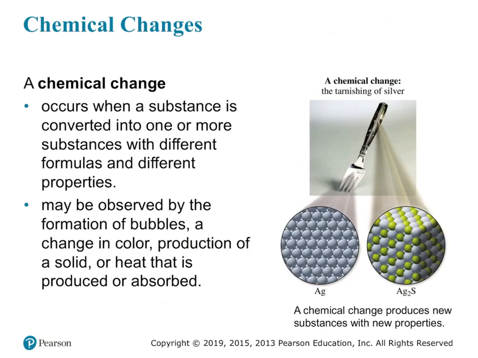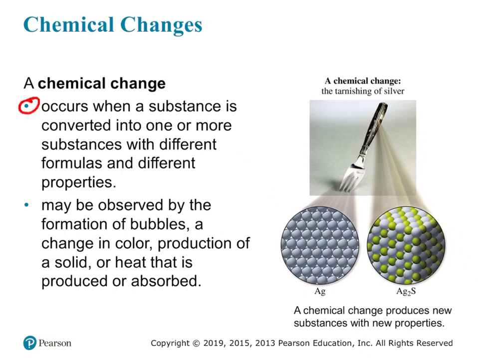Now, first, let's review chemical changes. So a chemical change, remember, occurs when a substance is converted into one or more substances with different formulas and different properties. So similar to our iron and oxygen example. Now off to the left, we have another example of silver tarnishing. So if you've ever noticed your silverware getting a little gray or dark gray, that's tarnish, and that can happen when silver reacts with oxygen or with sulfur.